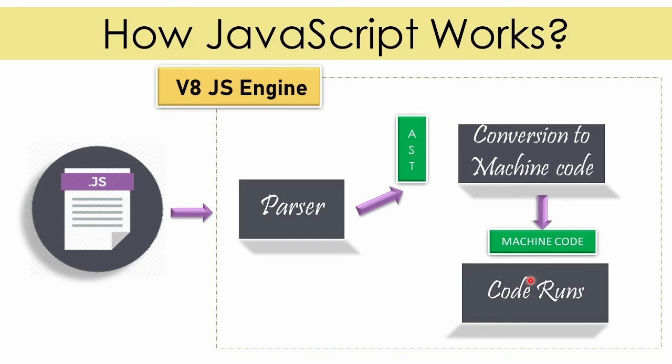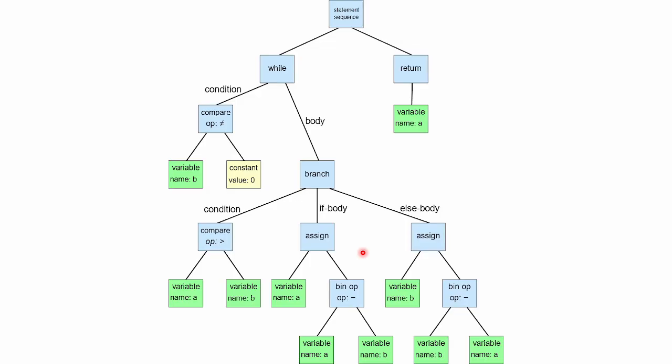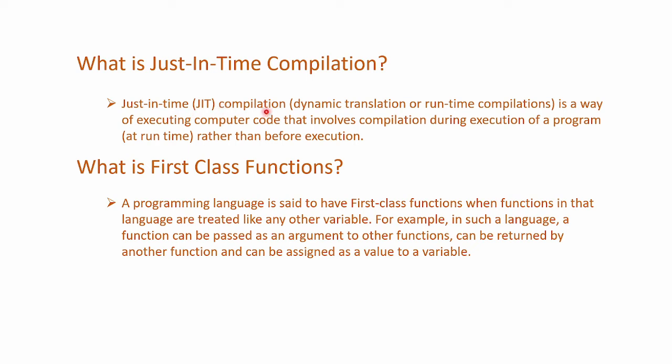But in JavaScript's case, we actually compile at runtime. When we load the code over the browser, at that time only we compile the code. And so it is called just-in-time compilation. So just-in-time compilation, also known as dynamic translation or runtime compilation, is a way of executing computer code that involves compilation during execution of a program.